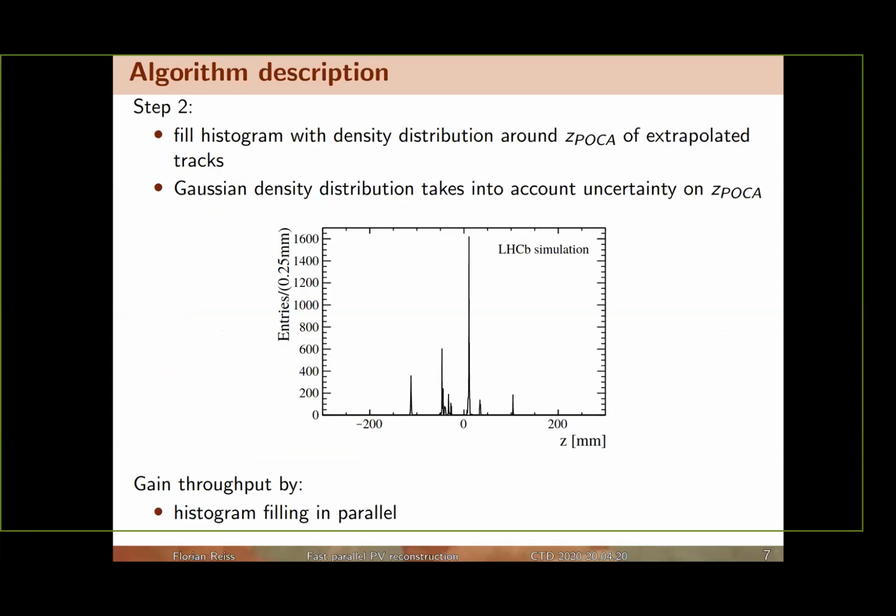As a next step, we fill a histogram with a density distribution around the Z value at the point of closest approach to the beamline of the tracks, where this density distribution is a Gaussian which takes into account the uncertainty on this Z value. Here you can see a typical histogram filled by the algorithm, and you can already see by eye peaks which will correspond to the PV candidates. Here we can also gain speedups by filling the histogram in parallel.